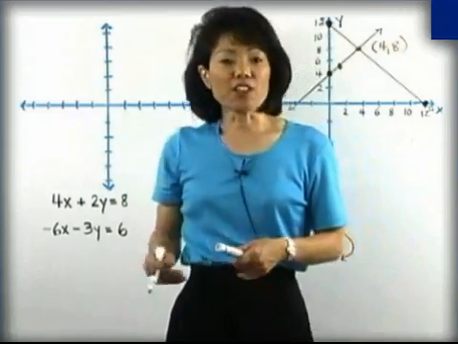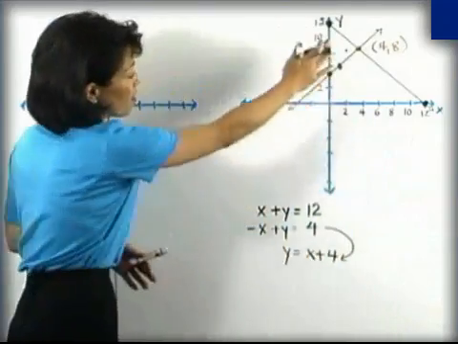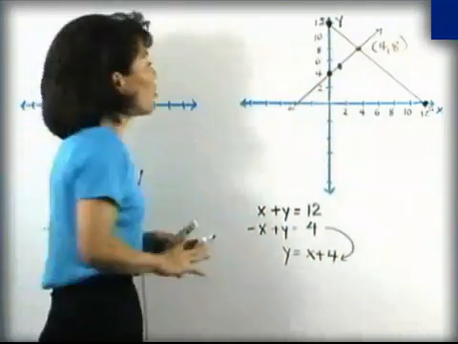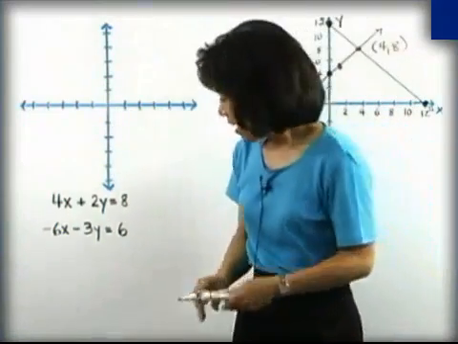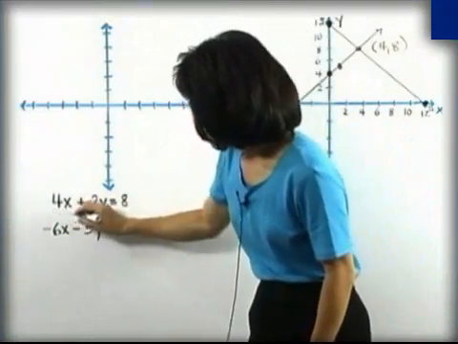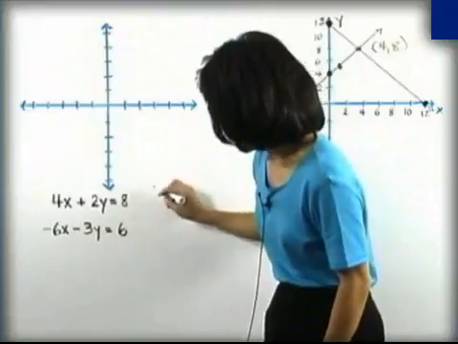Let's see if there is another way besides just the lines crossing there. Is there another way that these two lines can lie on the plane together? Let's check. First of all, we're going to graph 4x plus 2y is equal to 8.